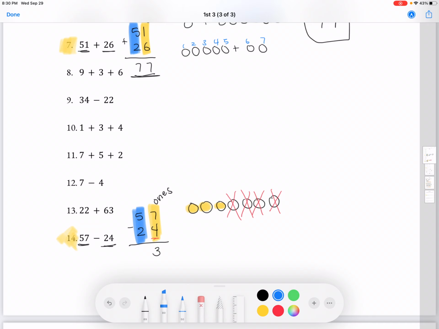Next part we're doing is the tens place. For the tens place we have 5. We're taking away 2, and we're going to have 3 left. So in the tens place we'll also have 3. So if you put them together, we'll have 33 for number 14.